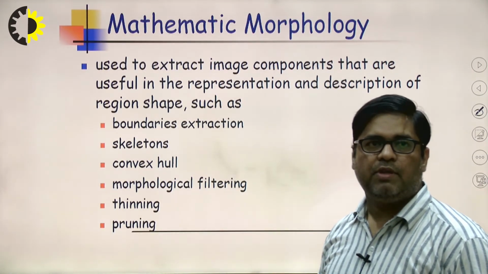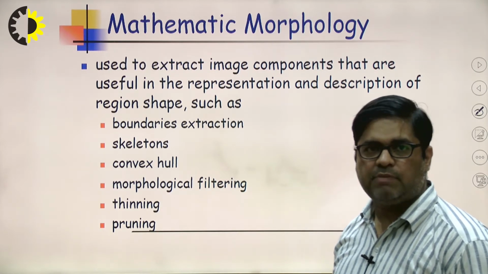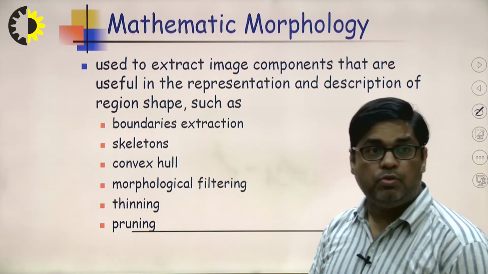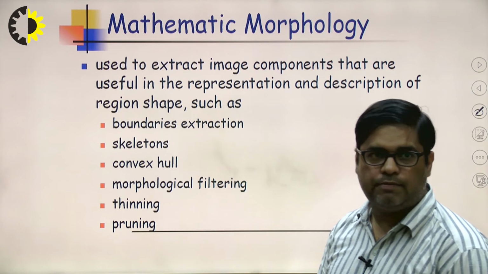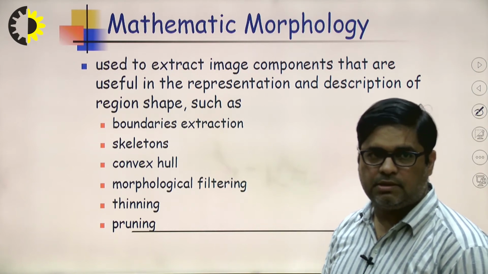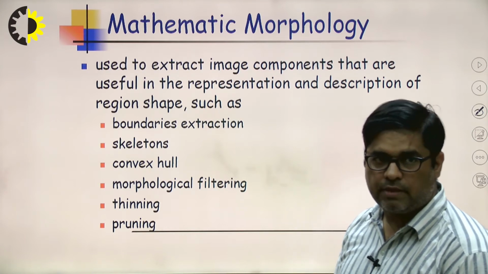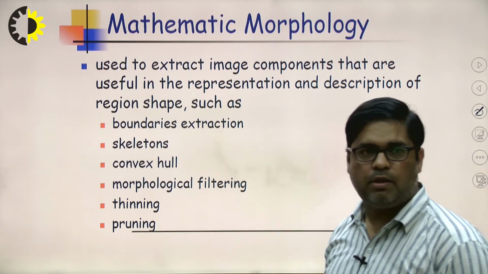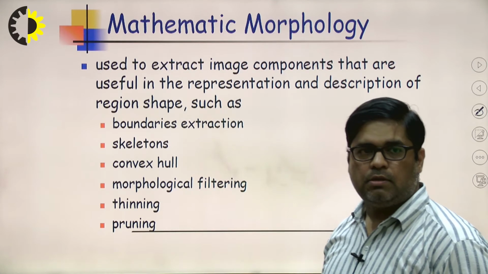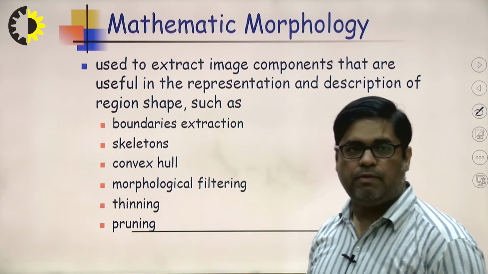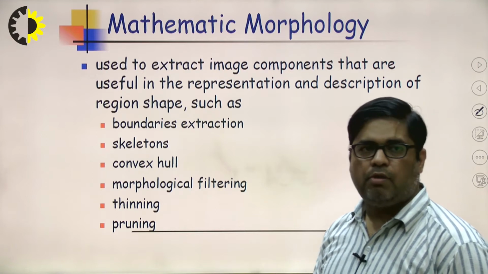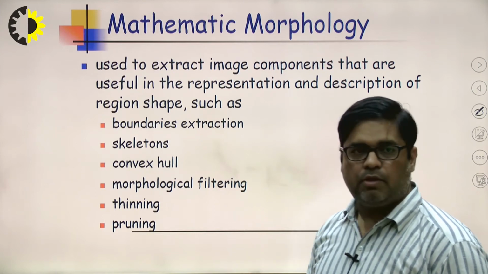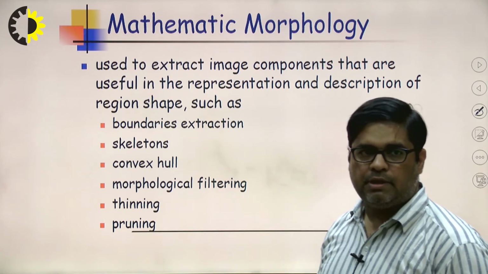So now we'll come to morphological image processing. The mathematics behind morphology is that it is used to extract image components that are useful in representation and description of region shape, such as boundary extraction, skeletons, convex hulls, morphological filtering, thinning, pruning. Of these 6 terms, we know most of them. The convex hull is nothing but the boundary of the pixels. It means if we have a number of points and we want to draw the boundary, then this boundary is done by the convex hull.